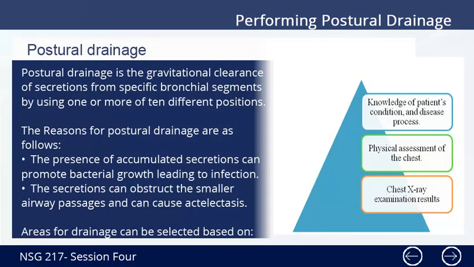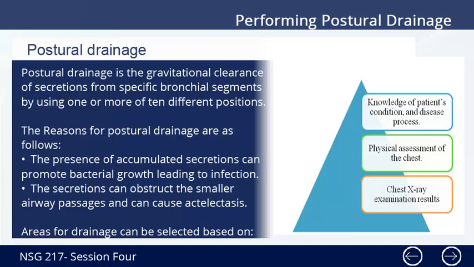1. Postural drainage. Postural drainage is the gravitational clearance of secretions from specific bronchial segments by using one or more of 10 different positions. Each position drains a specific corresponding section of the tracheobronchial tree, either from the upper, middle, or lower lung field into the trachea. Coughing or suctioning can then remove the secretions from the trachea.